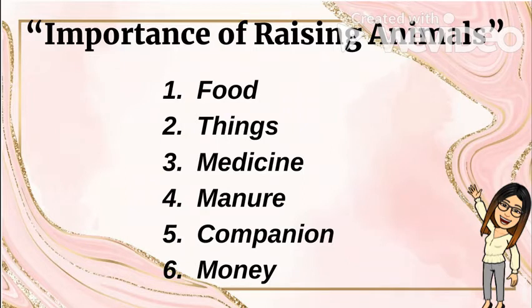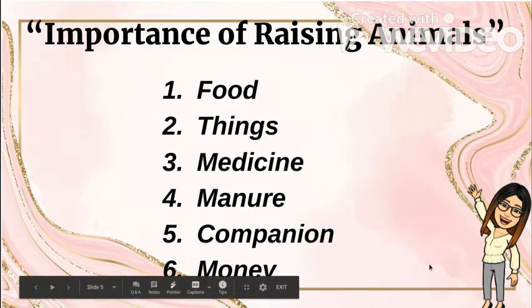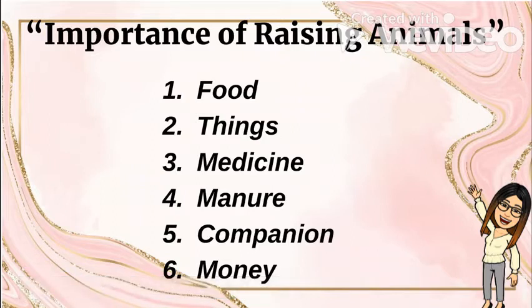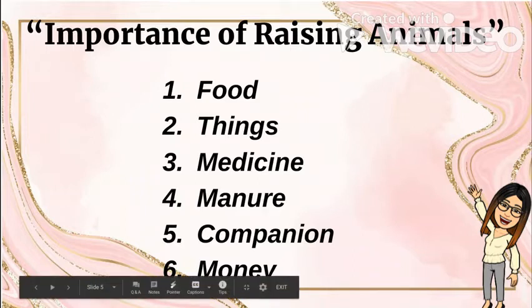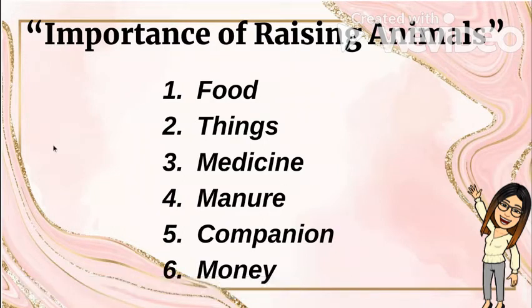Another one, we have companion. Some farm animals, class, can be trained and considered as good pets too, because there are animals that can be your best friend. They can be your companion. They can help farm owners or farm workers with their daily work at the farm. Example, the carabao, or the buffalo. Last, of course, we can earn money from raising animals.